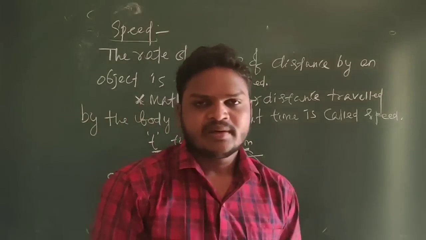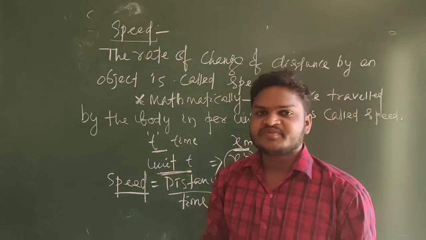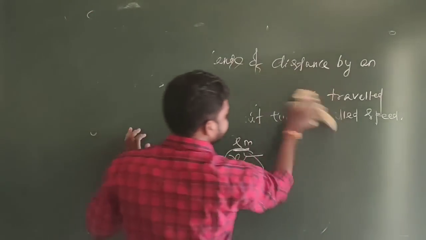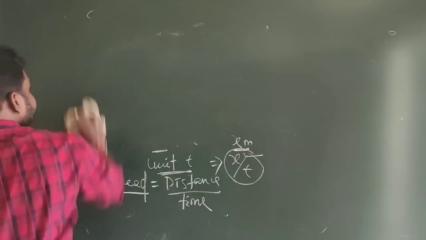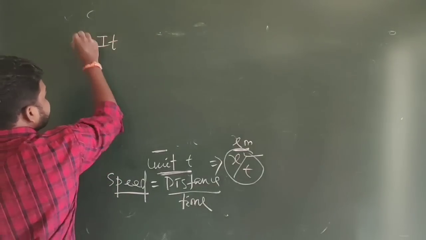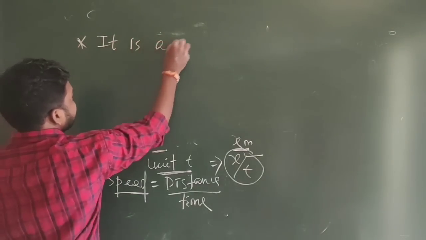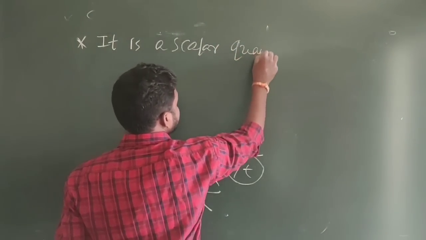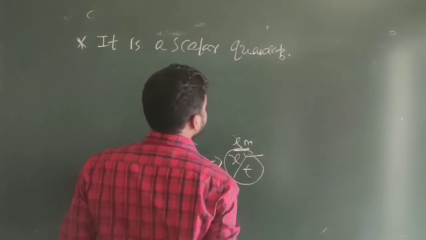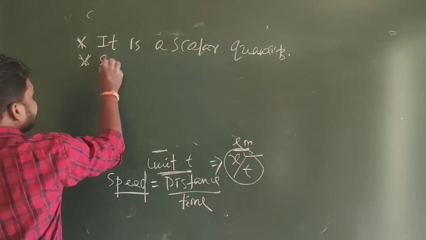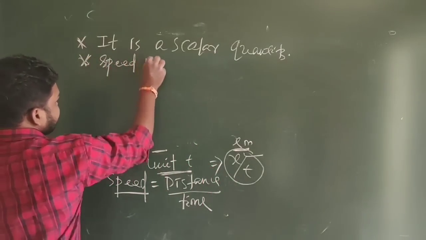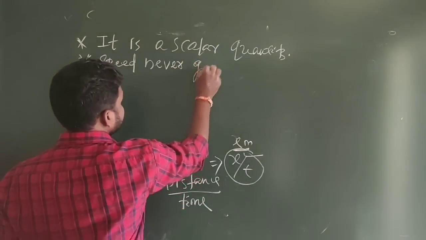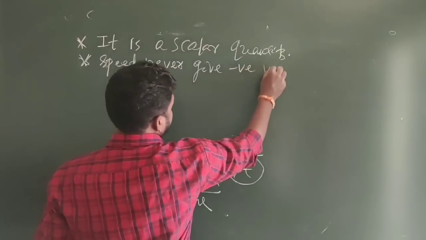Now remember, speed is a scalar quantity because it has no specific direction. So write it is a scalar quantity. Speed never gives negative value.